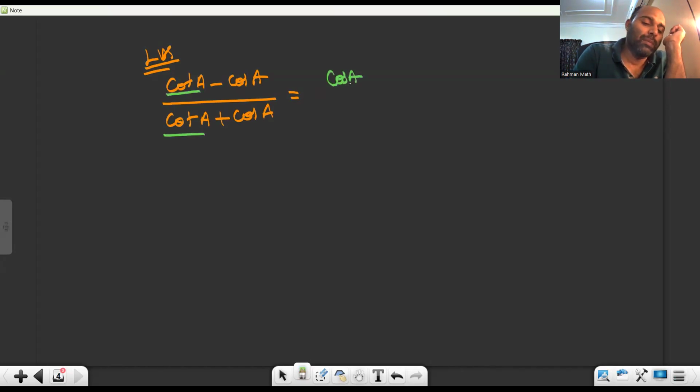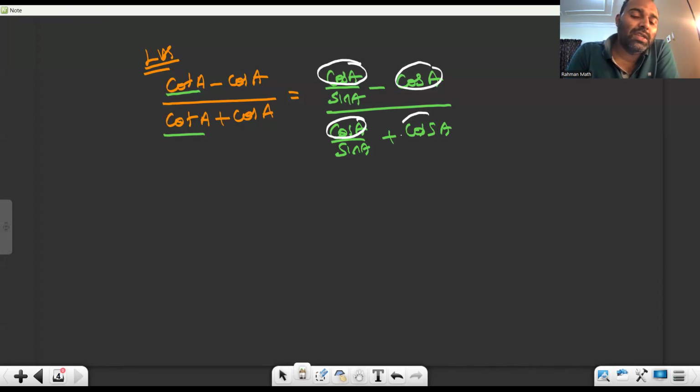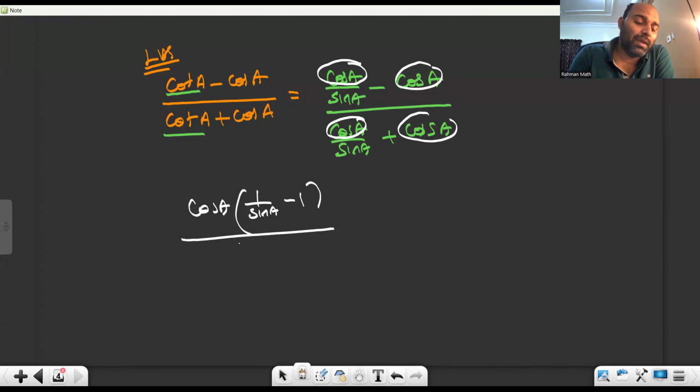What is cot A? In the beginning I taught you: cos A by sin A minus cos A by cos A by sin A plus cos A. Now you can take a common term out. Common term means here you can see cos A, here also you can see cos A. Cos A I took outside. So what you can see? 1 by sin A minus 1 by cos A into 1 by sin A plus 1. Your answer is ready. Cos A cancelled.